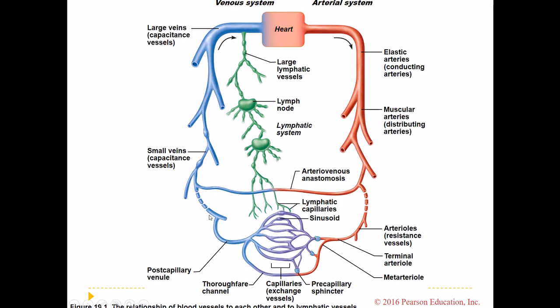So this is our typical setup: heart, arteries, arterioles, capillary, veins, vena cava, back to the heart. We've seen one already where the system is a little different. It's called a portal system, and we'll talk more about that when we talk about the hepatic portal system as well. But this is your typical setup in terms of how blood flows through your circulatory system.